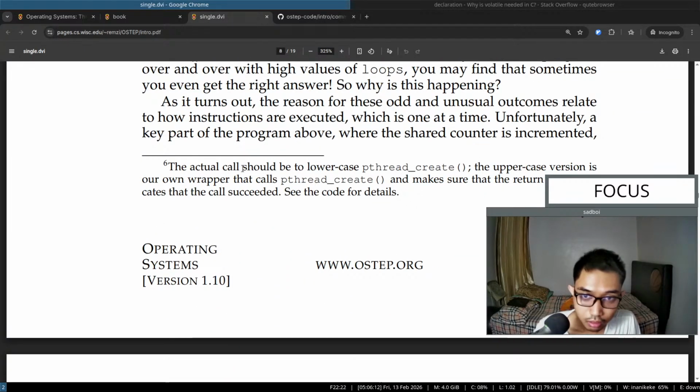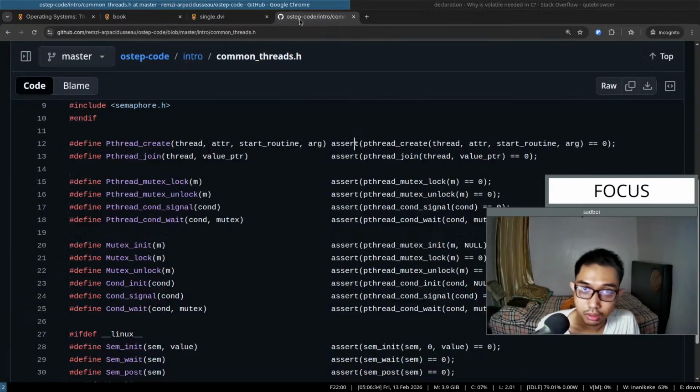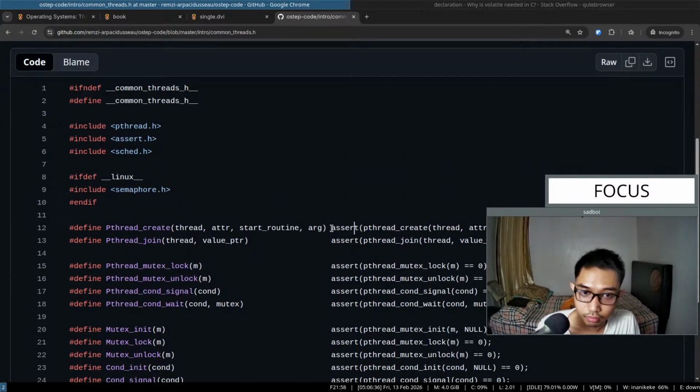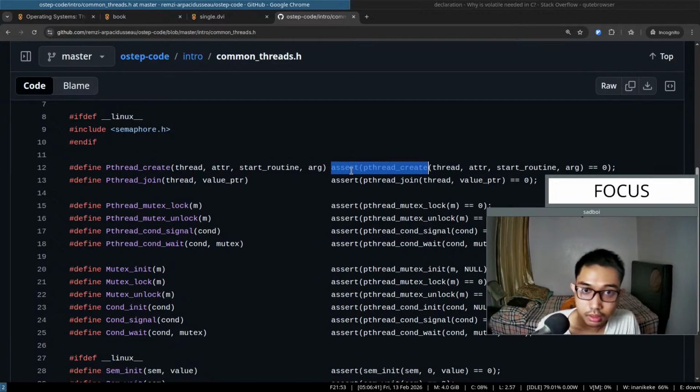The actual call should be to lowercase pthread_create. The uppercase version is our own wrapper that calls pthread_create and makes sure that the return code indicates the call succeeded. See the code for the detail in this one, right? Just a wrapper with an assert function.